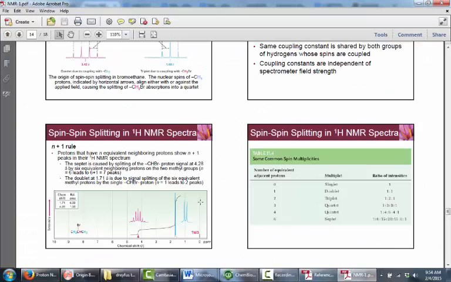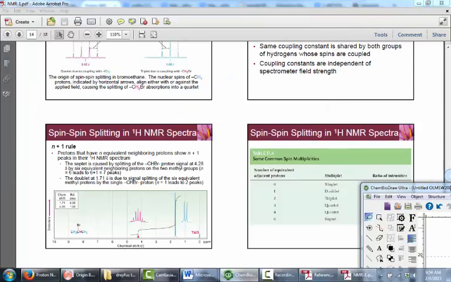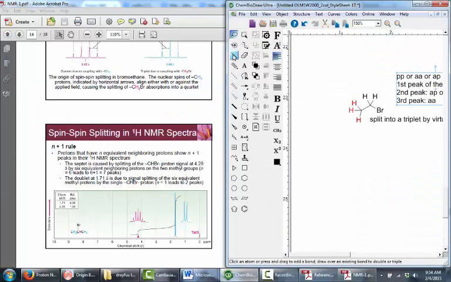So in general, we can have an n+1 rule, which is that protons that have n equivalent neighboring protons show n+1 peaks in their NMR spectrum. So here we're looking at this molecule. I'm going to draw that one separately as well. Here, let's look at this molecule. This molecule is 2-bromopropane. So the first question is, how many hydrogen atoms do we see?